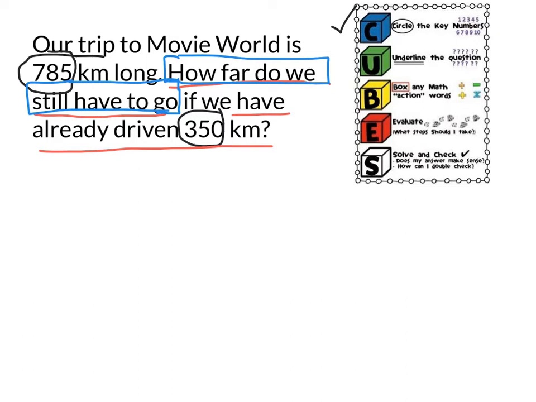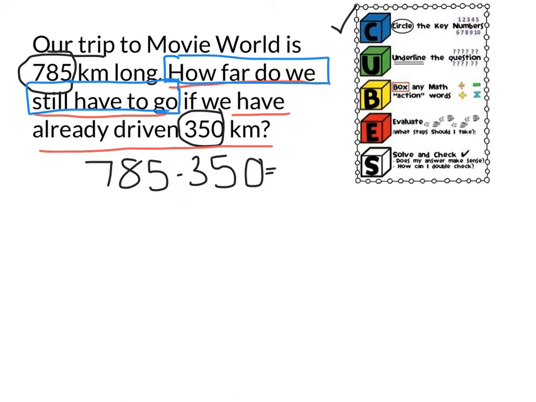All right, so what I'm going to do now is evaluate. So what steps do I need to take? Well, I have to solve the problem. So I'm going to put it in a number sentence. So I'm going to do 785, and I'm taking away 350 to find out how far I still need to go. All right, so that's my number sentence.